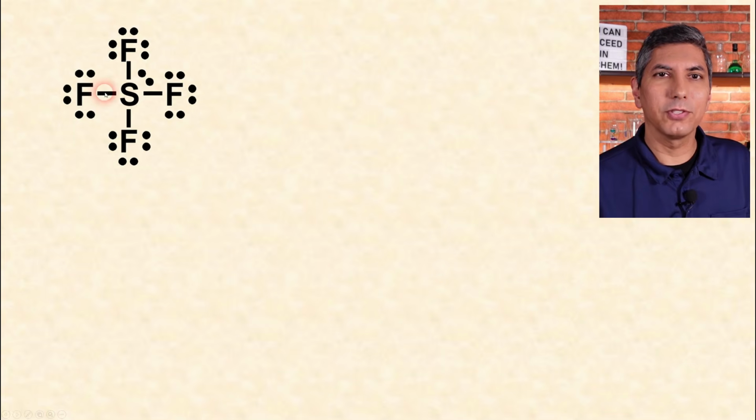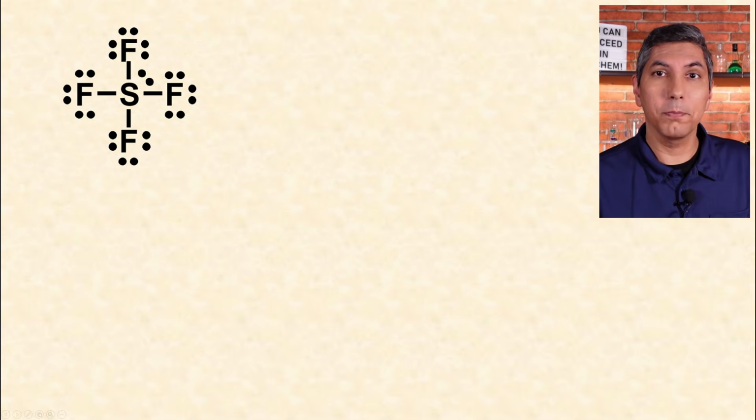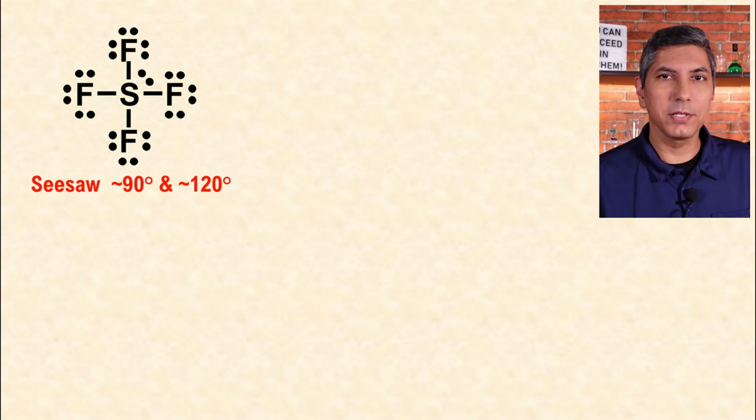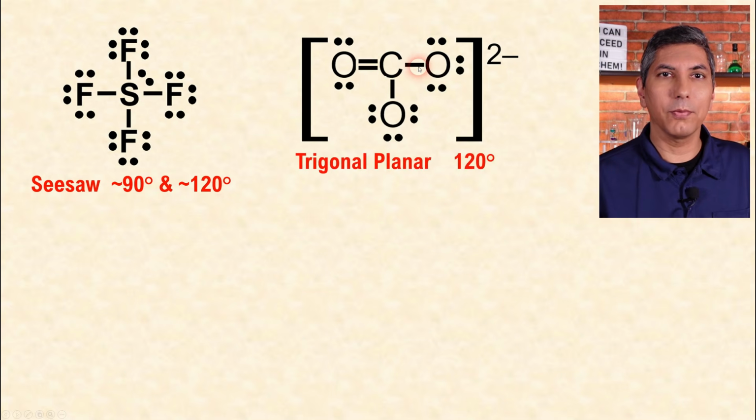For example, in SF4, sulfur is touching 4 other atoms, and it has 1 lone or unshared pair, which means its geometry will be seesaw, with bond angles of about 90 and 120 degrees. In this next structure, the central carbon atom is touching 3 other atoms, and it has 0 lone pairs, which tells us it's trigonal planar with a bond angle of 120 degrees.